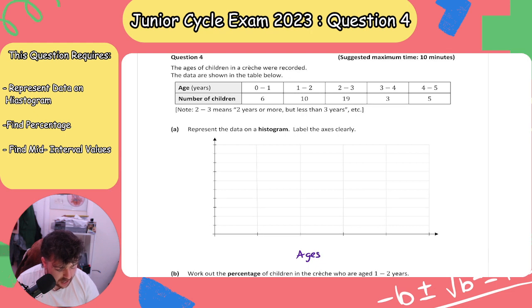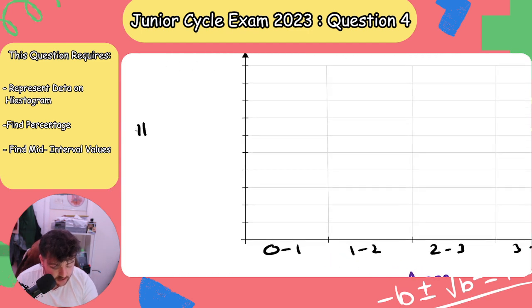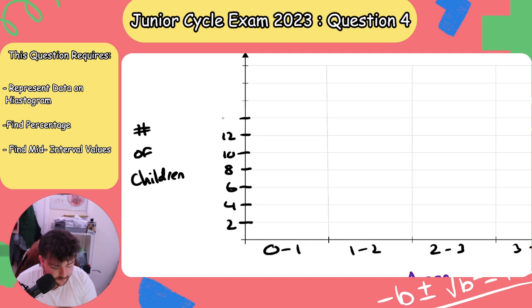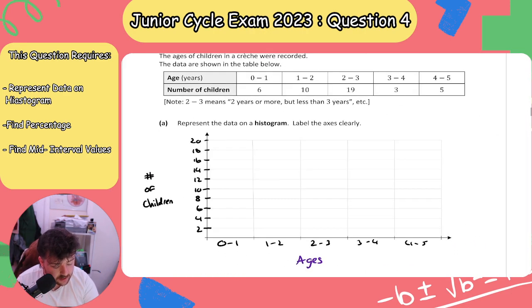Ages: we have 0 to 1, 1 to 2, 2 to 3, 3 to 4, 4 to 5. Then my axis is just number of children. So I have 2, 4, 6, 8, 10, 12, 14, 16, 18, 20. Right, so let's plot these out. We have 6 children between the ages of 0 and 1, so I'm just going to fill that in there.